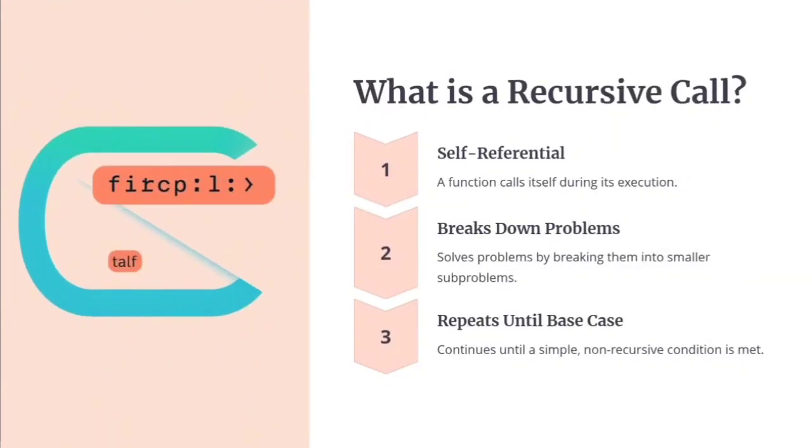What is a recursive call? A recursive call is when a function calls itself in order to solve a problem. A recursive call happens inside a function when the function calls itself with a different input, helping to break a big problem into smaller subproblems.